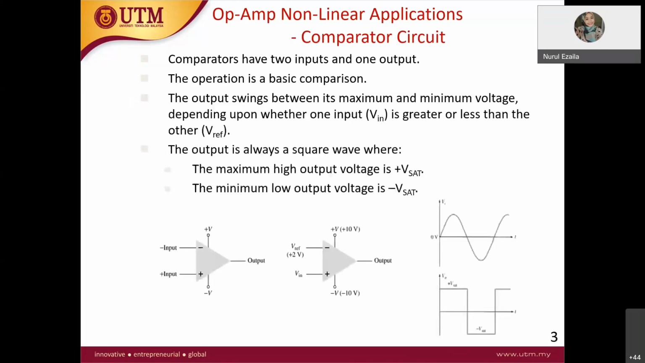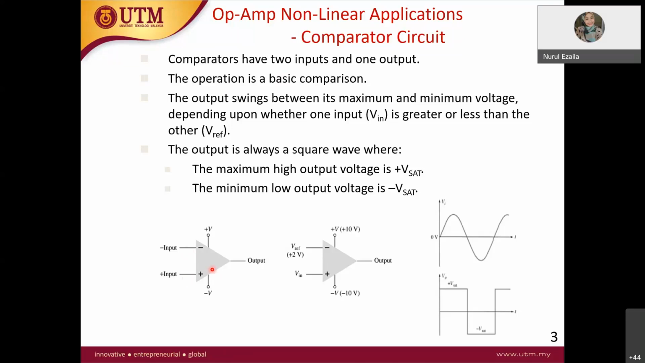For the non-linear amplifier, the first type is the comparator. A comparator has 2 inputs and 1 output. I think all of you know that for the linear amplifier last time we also had 2 inputs and 1 output. The operation basically is to compare: the op-amp will compare between the negative input and the positive input.